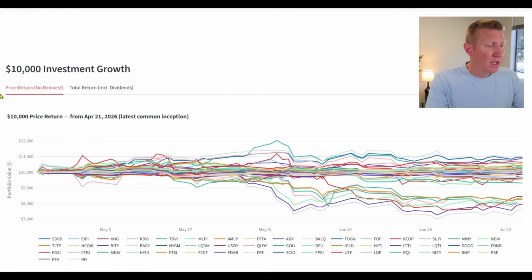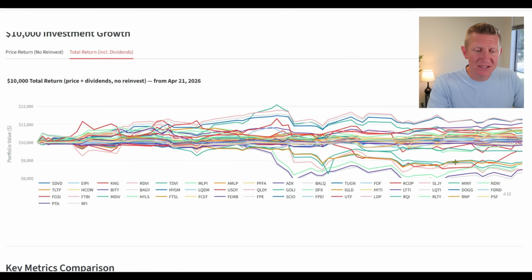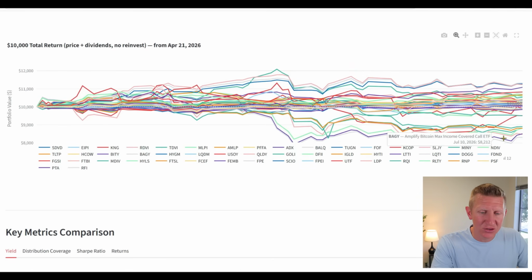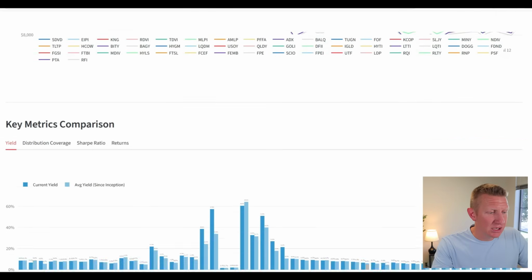That's concerning. You can scroll down here. That's just the price return, obviously, no reinvestments. If you look at the total return, including dividends, you still see a little bit of concern here with some of these down here, including Baggy from Amplify, Bitcoin, Biddy from BITY from Amplify, YieldMax's Strategic Metals and Mining Portfolio Option Income, MINY. Some of these have lost a significant amount of value in just a few short months, even factoring in total returns. You can also see key metrics, right?